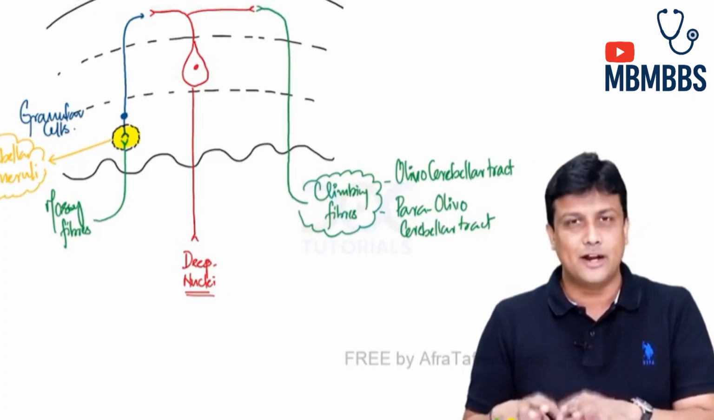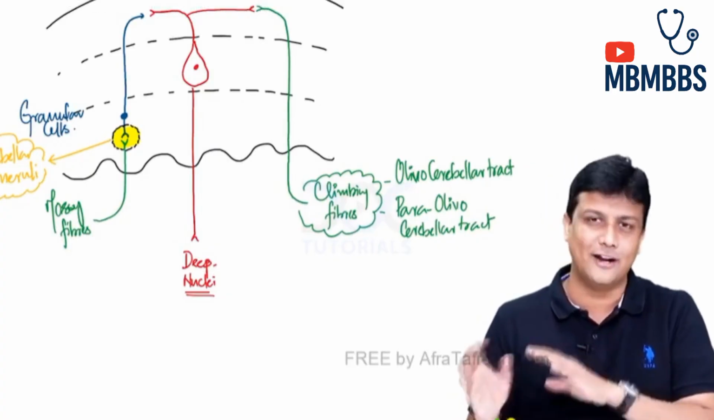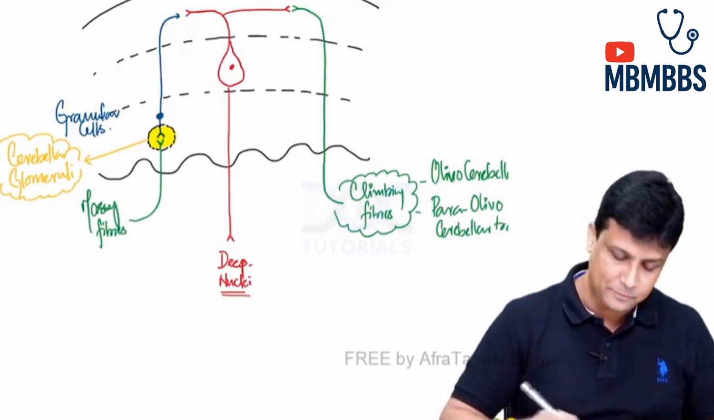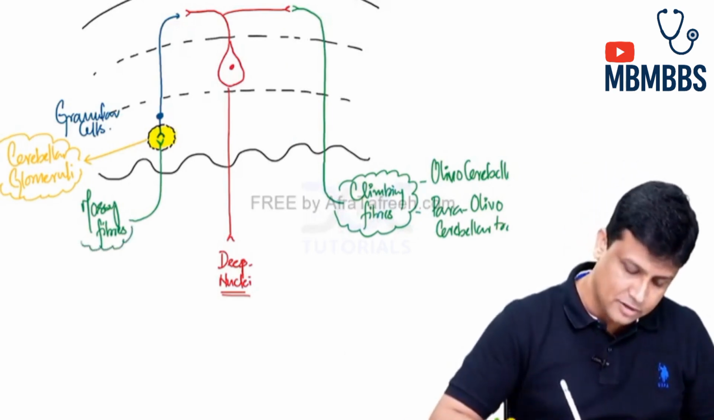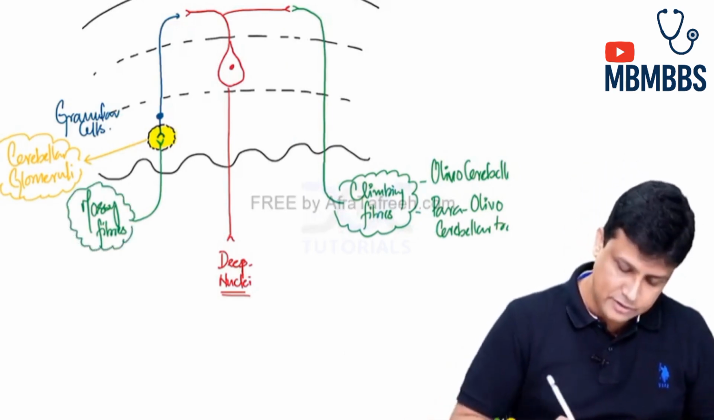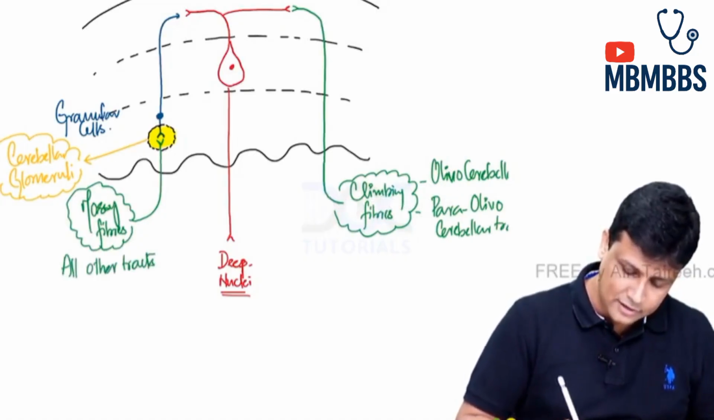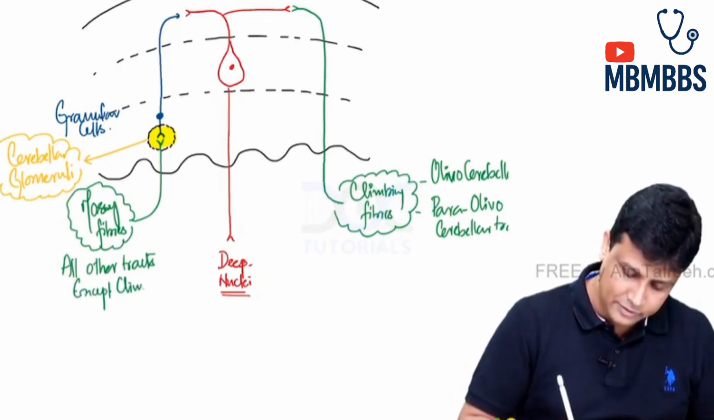And leaving these two tracts, except these two, all the remaining tracts are included under which category? That is nothing but the mossy fibers. It's so easy to remember. So mossy fibers will be including which fibers? Okay, all other tracts except the climbing fibers. I think that is the best way to remember.